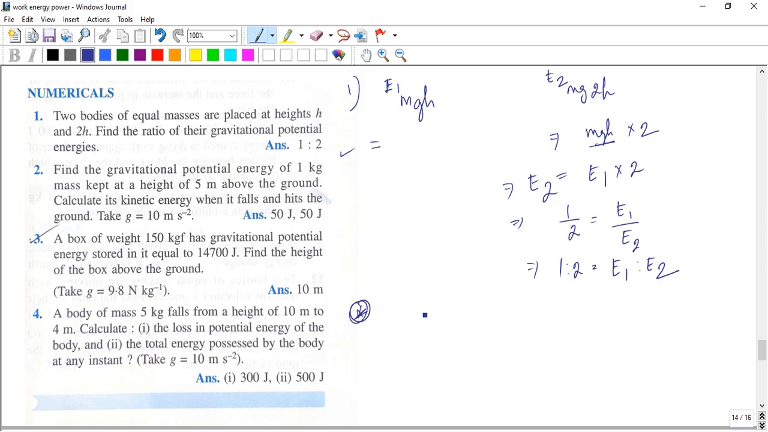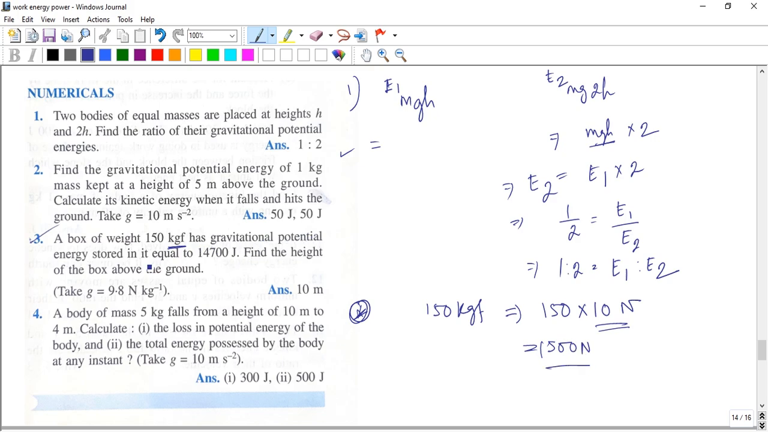If a numerical is given in kgf, what is kgf? Suppose 150 kgf, now we convert it into Newton. To convert into Newton, we multiply it by 10. So we get Newtons. Suppose that is 15 Newton.